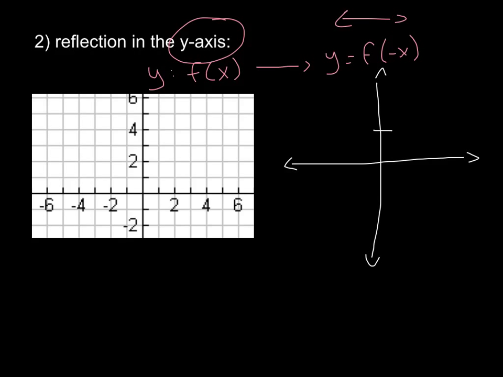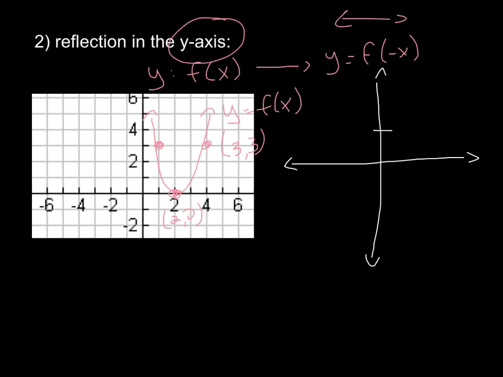So here's your original function. It crosses at (2, 0), (1, 3), and (3, 3). Just like that. It's a parabola. Alright, so this was (2, 0), (3, 3), and the other one was (1, 3). Okay? And this is y equals f of x. That's our original function.